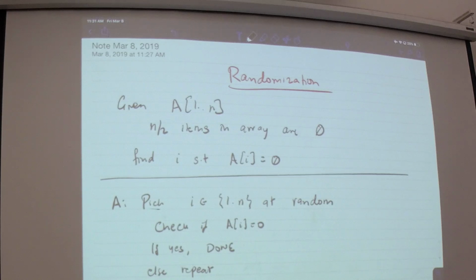So let me ask the question a different way. What is the expected running time of this algorithm? What does it even mean to say expected running time? On average. On average of what? If I repeat my experiment multiple times, what is the value of convergence?